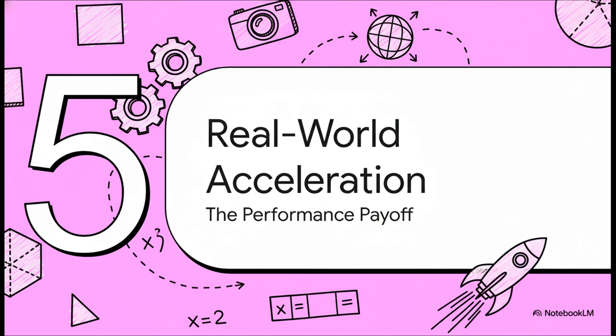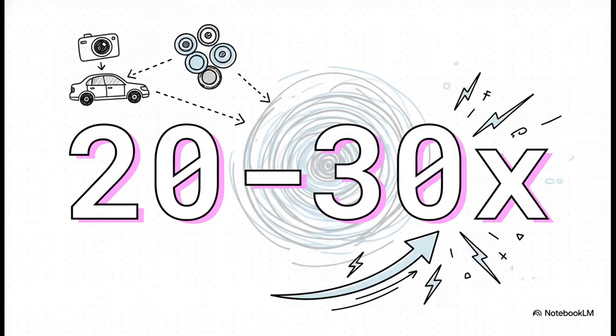So we know these new methods create smaller, more elegant solutions. But what does that actually mean when the rubber hits the road? Let's talk about the real-world performance payoff, because this is where it gets exciting. For something like hybrid navigation in a self-driving car, where you're mixing data from a simple camera with a more complex system, the new solver is 20 to 30 times faster. That's not just an improvement, that's a mind-blowing leap forward for a system that has to make life or death decisions in a split second.